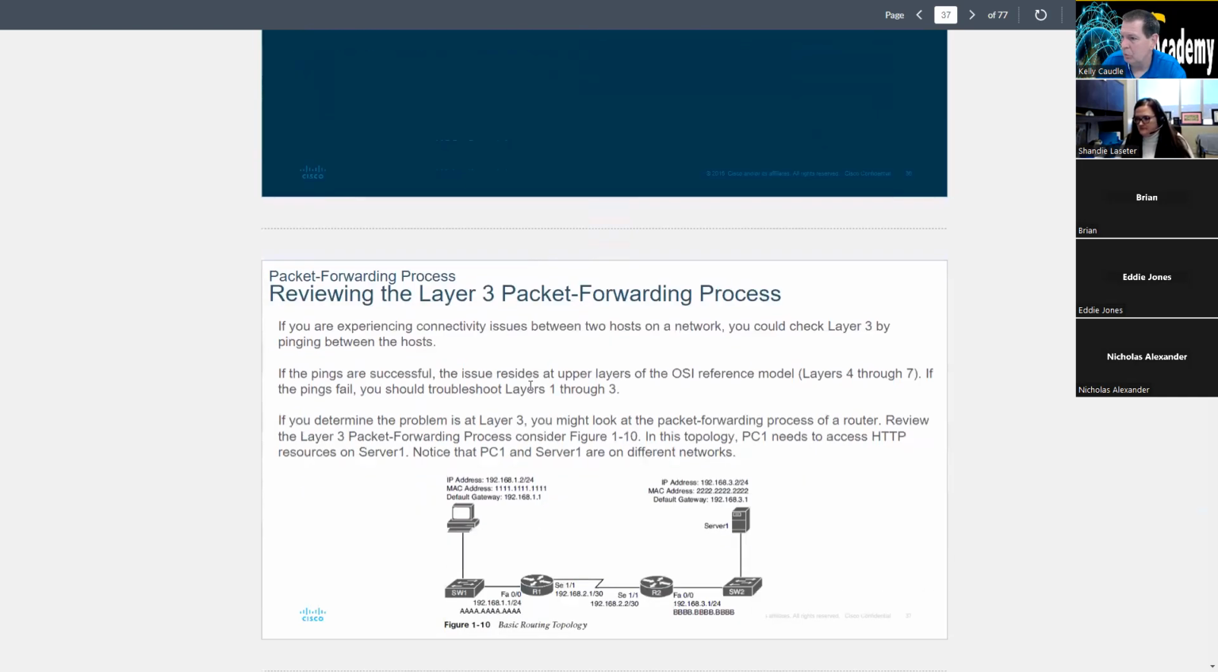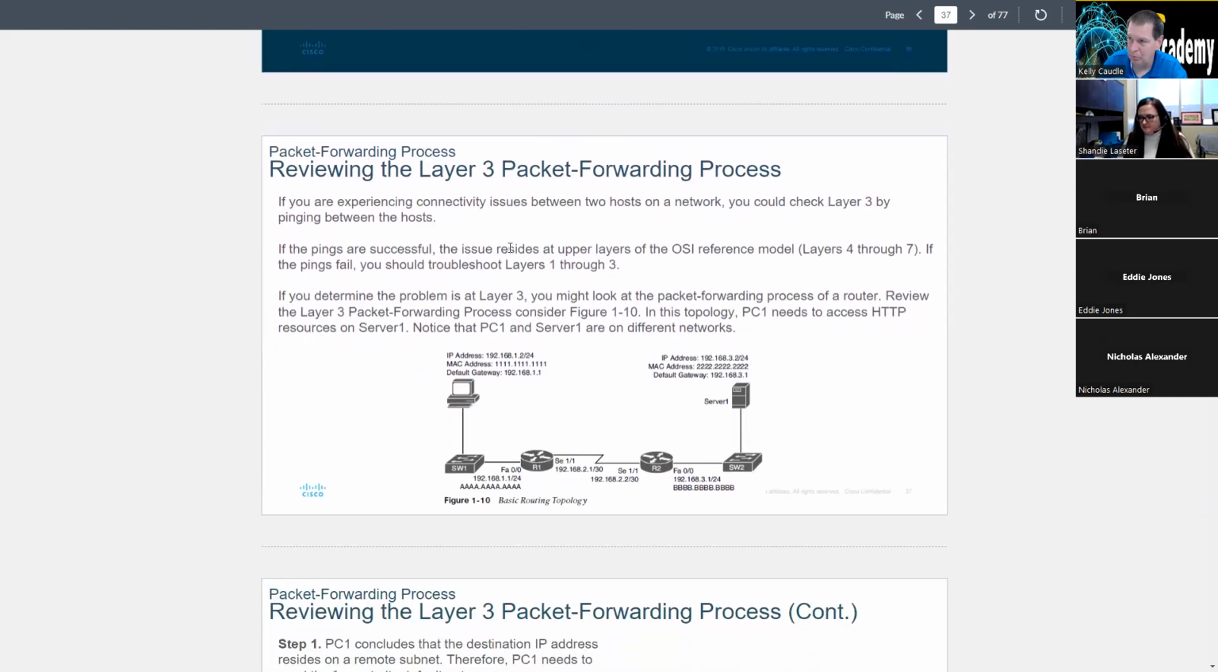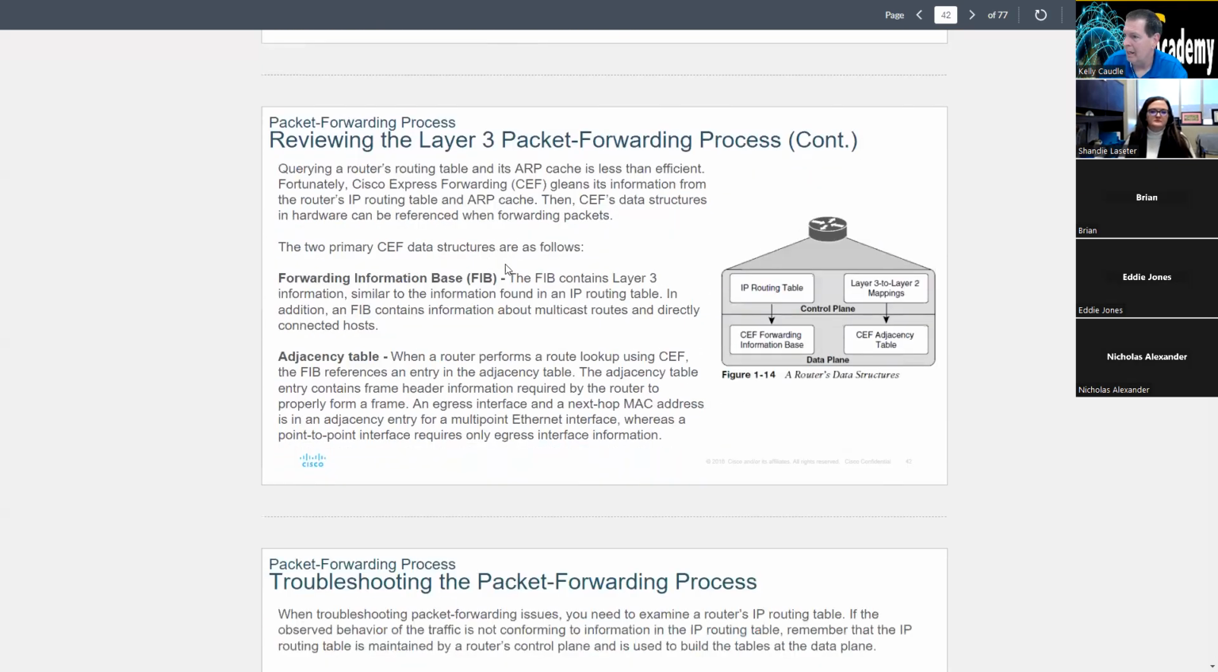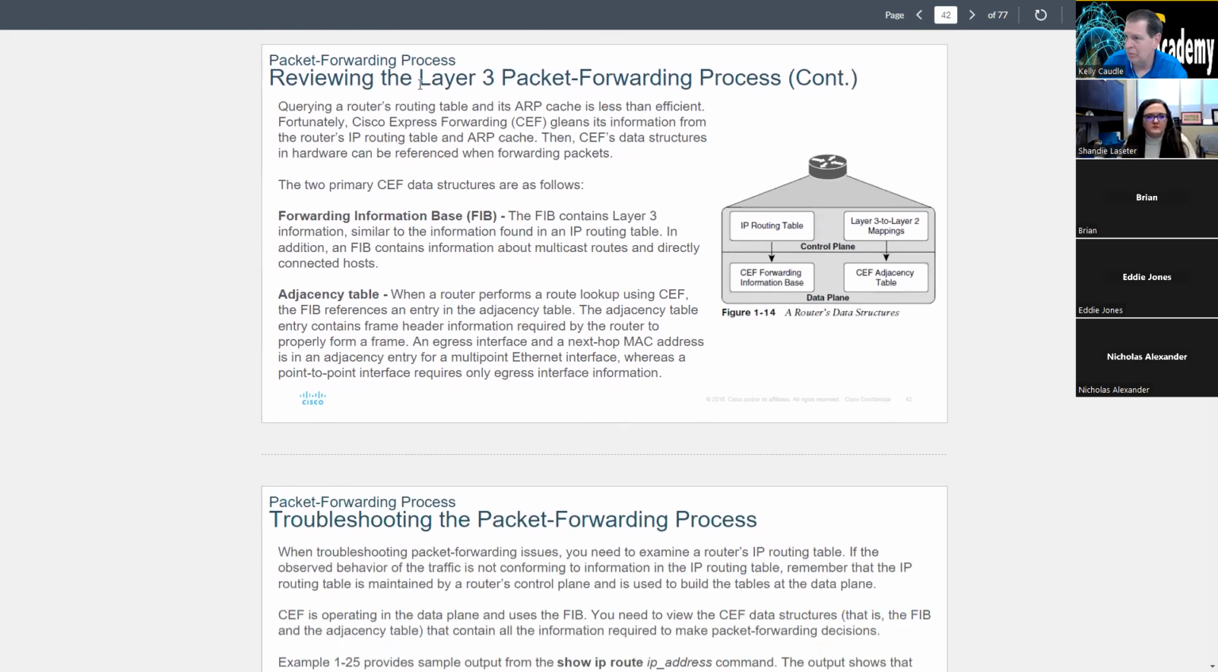Now, I want to go through this real quickly. I'm not going to spend a lot of time on the packet forwarding process because I feel like you should know that. I do want to hit one thing here, and that is the two main CEF structures, and how the CEF structure is created. We take our IP routing table and we take our adjacency, or our ARP table, and we create a CEF table. Now, the CEF adjacency table and the forwarding information base, the FIB, contains the layer 3 information, similar to the information found in the routing table.